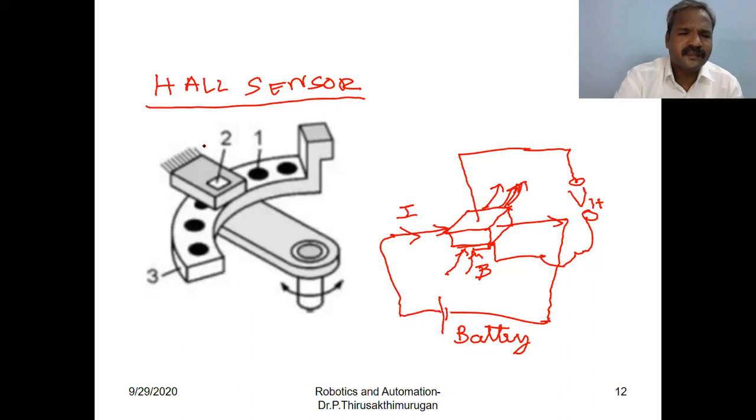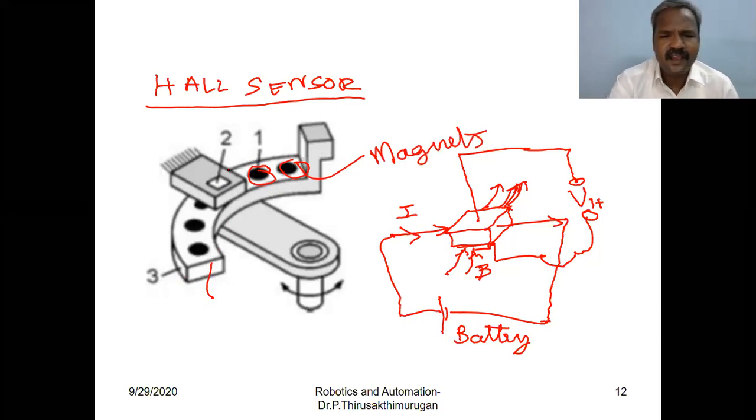So here you see, this Hall sensor is used to detect the object position in the gripper. Actually, 3 is the gripper. The gripper finger is equipped with a magnet. These are all magnets. And 2 is the Hall sensor, which is embedded over here.